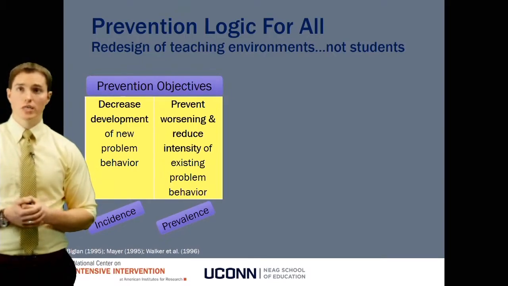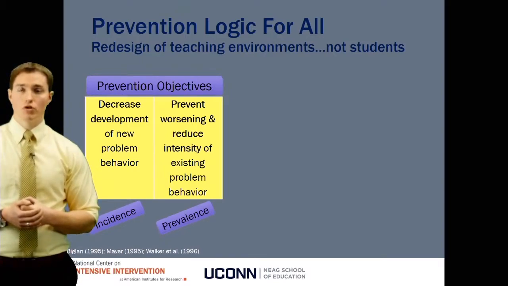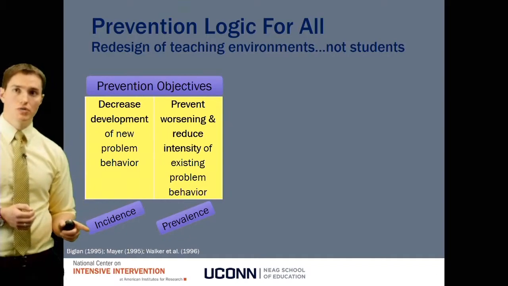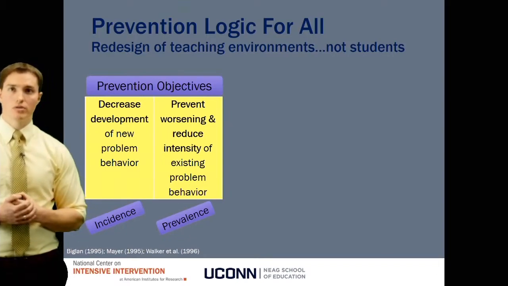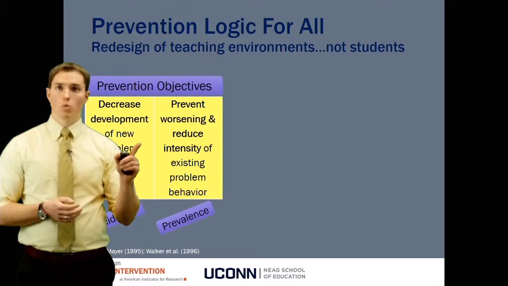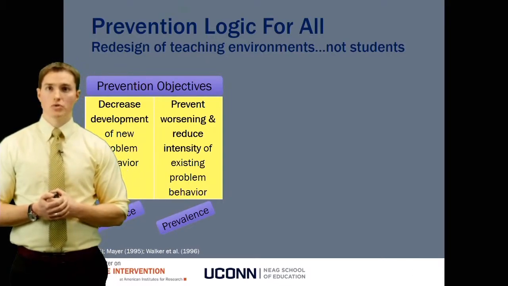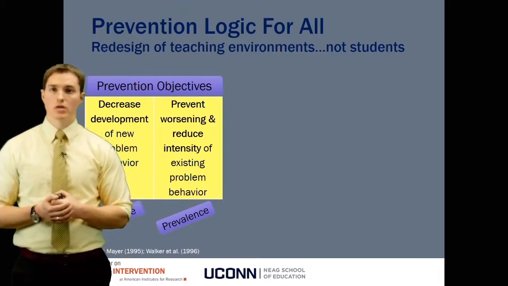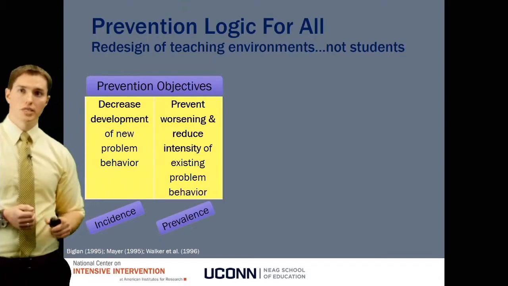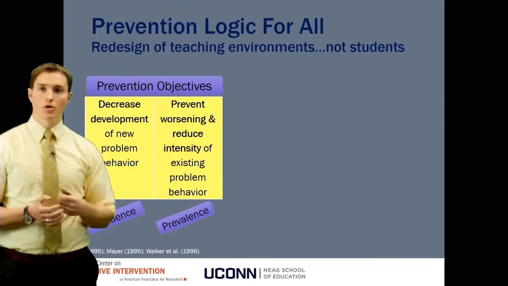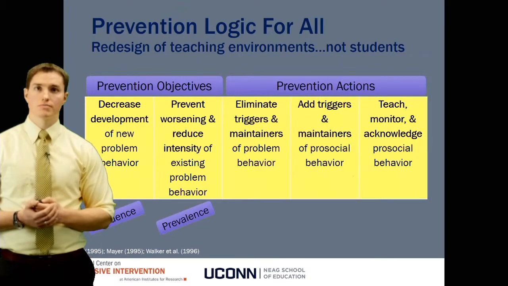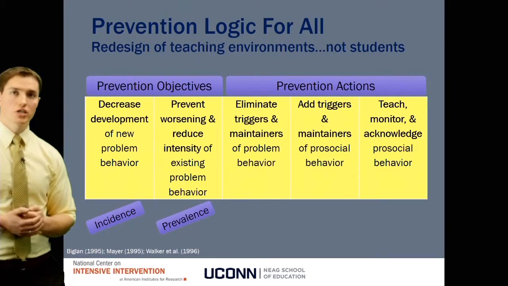First, our prevention objectives. We're looking to decrease the development of new problem behaviors. In other words, looking to decrease the incidence of challenging behaviors, while also preventing the worsening of behaviors and reducing the intensity of existing problem behaviors. So globally, we're looking to reduce the incidence as well as the prevalence of what we're currently observing in some of our students. So what are our prevention actions?